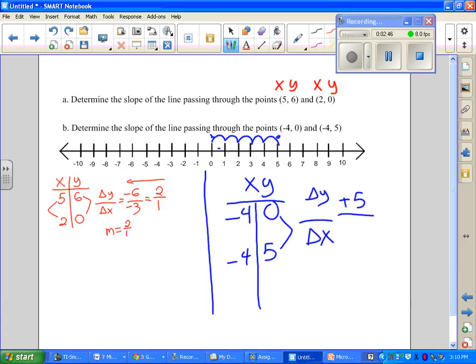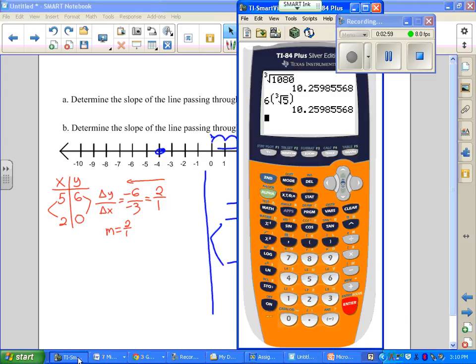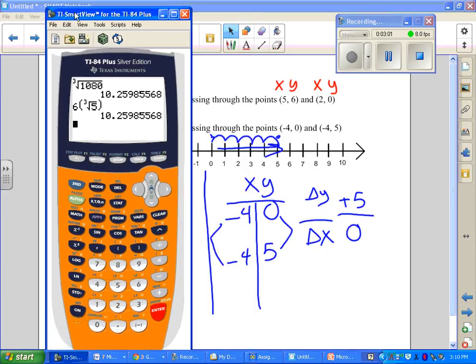Because I'm going to the right 5. Now my change in x, I'm starting at negative 4, and I'm going to negative 4, so I'm going 0 spots. So I have an answer of 5 divided by 0. Let me reduce that fraction, see what happens. 5 divided by 0. And when I press enter, the calculator says can't divide by 0.